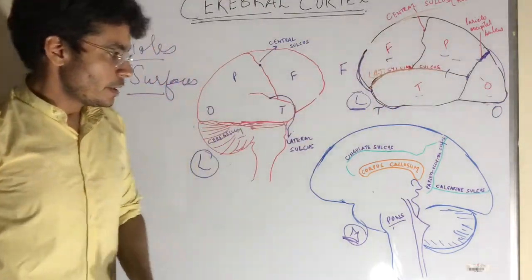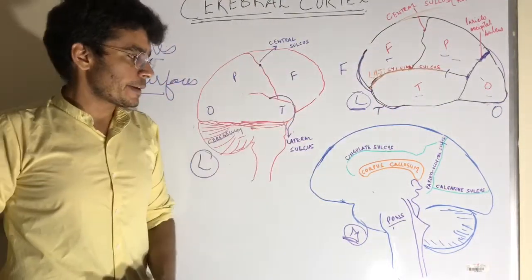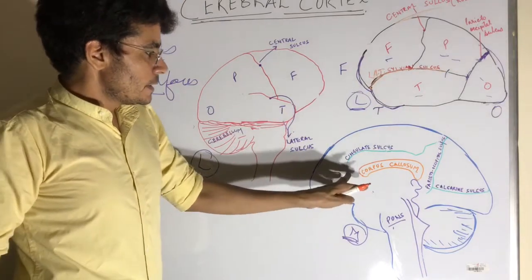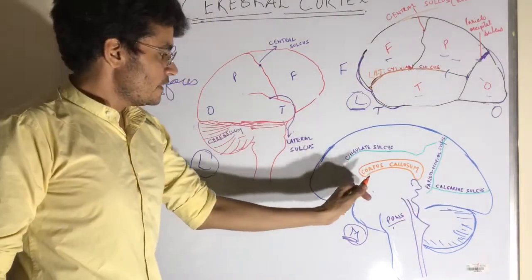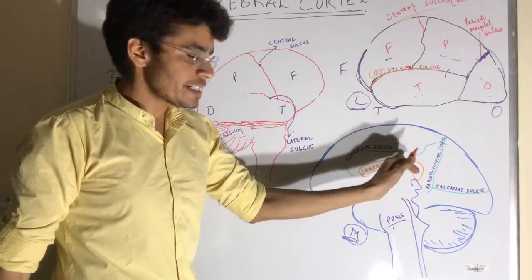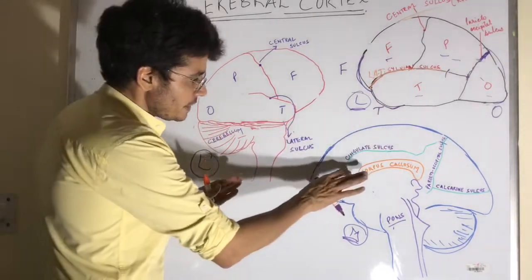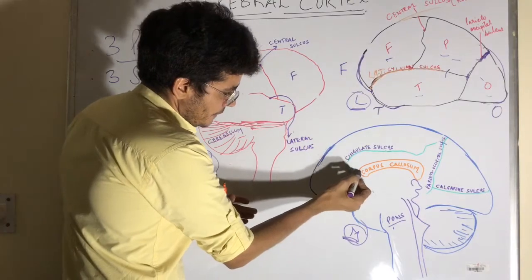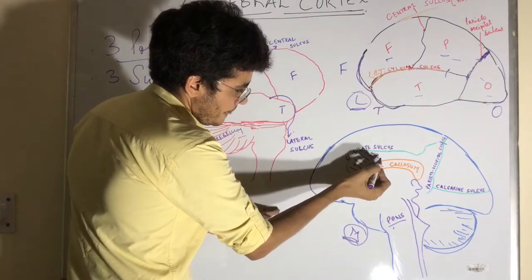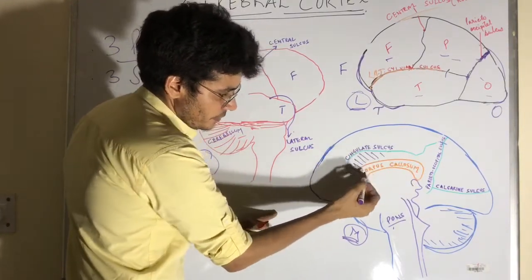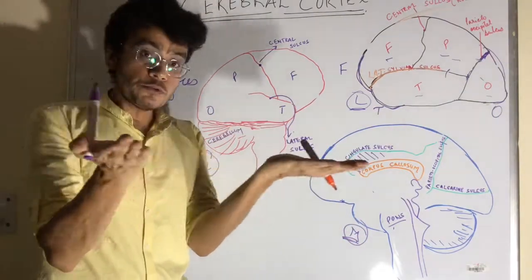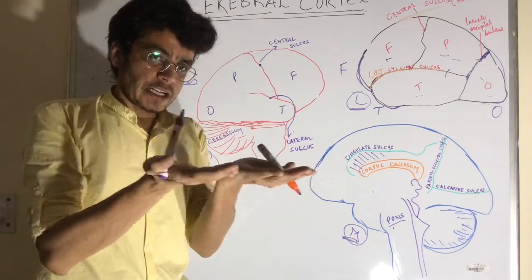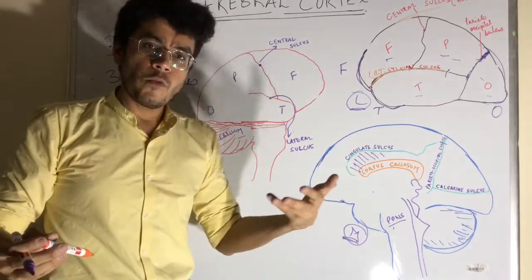Now, if we look on the medial aspect, there are three prominent sulci. One is the cingulate sulcus, which separates this gyrus. This part is the corpus callosum. This orange one is the corpus callosum. That's the connection of the two cerebral hemispheres, and that connection is made of white matter, right?